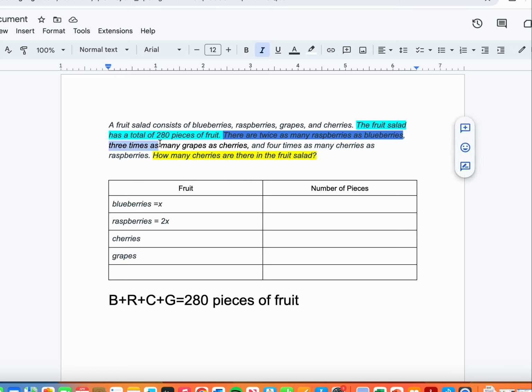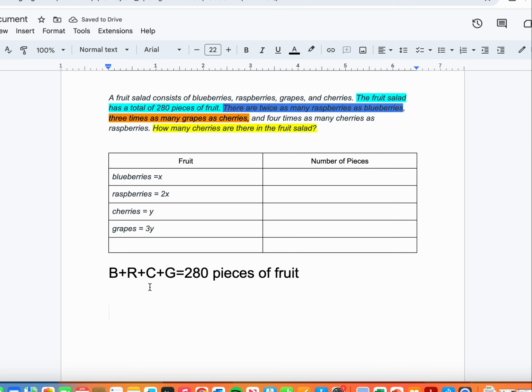Then let's look at our next clue. Our next clue says there are 3 times as many grapes as cherries. Go ahead and highlight that. So 3 times as many grapes as there are cherries. So we can let cherries be y and let grapes be 3y. Okay, let's try to solve for our fruits.